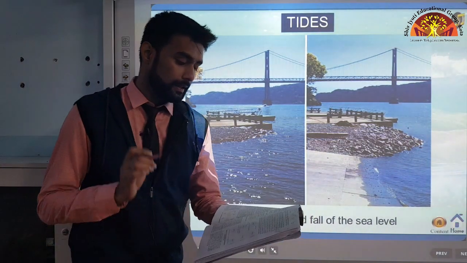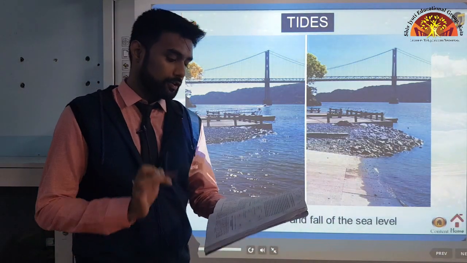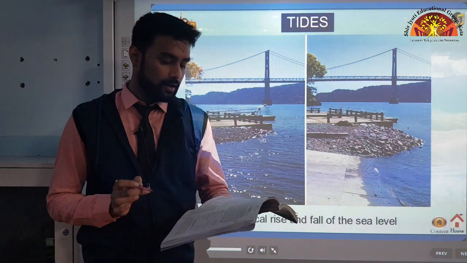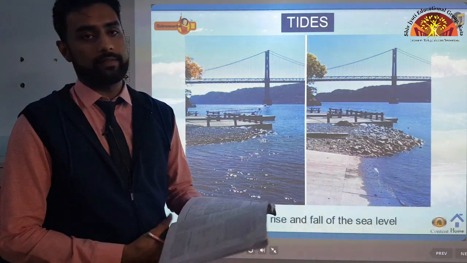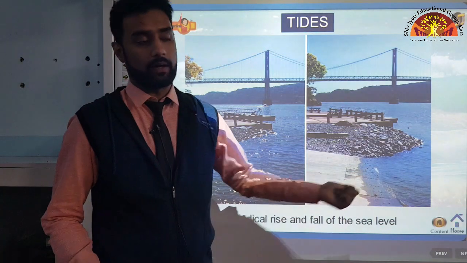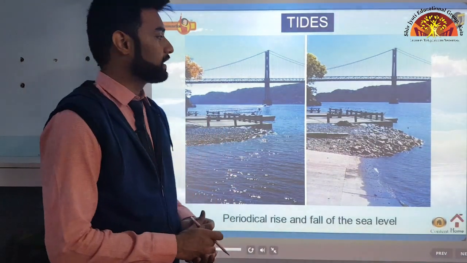Now, let us see. The periodical rise and fall of the sea level once or twice a day, mainly due to the attraction of the sun and the moon, is called the tide. Underline this. This is the definition of tide. The periodical rise and fall of the sea level. What happens? The sea level rises and it falls down. That is called a tide. It happens due to the attraction of the sun and the moon.